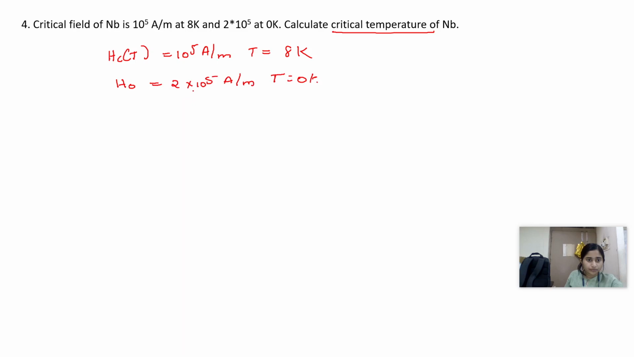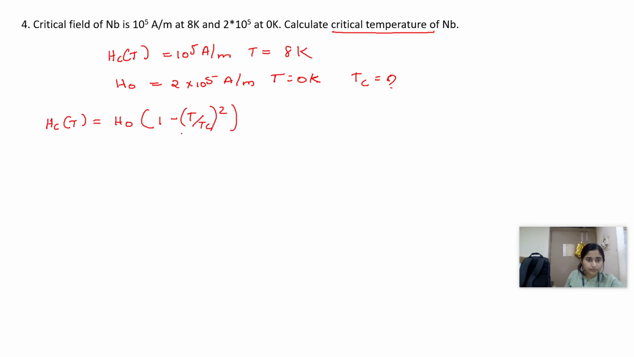So, these parameters are given. Now, what do you have to find? Critical temperature Tc you have to calculate. For this, we first write the basic formula: Hc of T is equal to H0 times 1 minus T divided by Tc whole square.